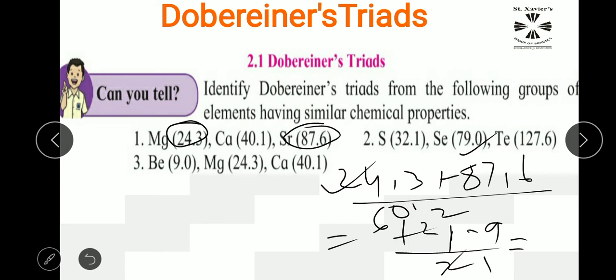Here we have 9, so 19, 2 eights are 16, 2 nines are 18. So here we are getting something like 60.9. It is not equal to 40.1. So this is not a Dobereiner triad here, students.